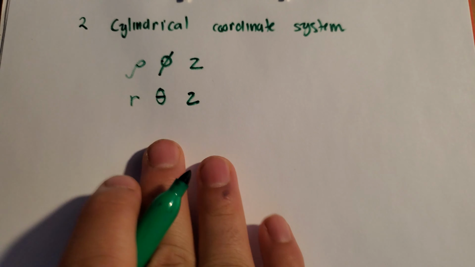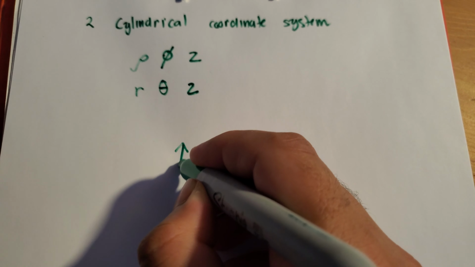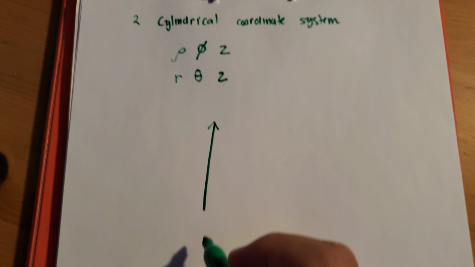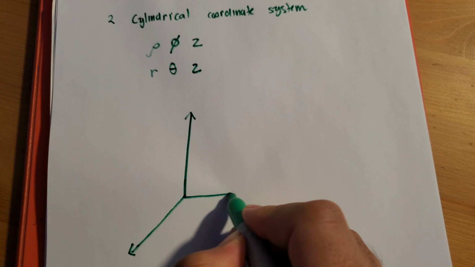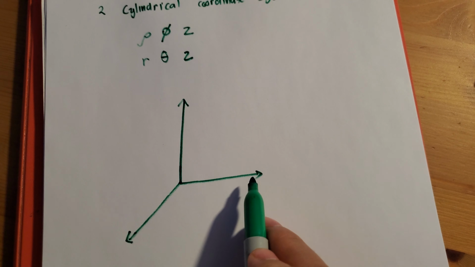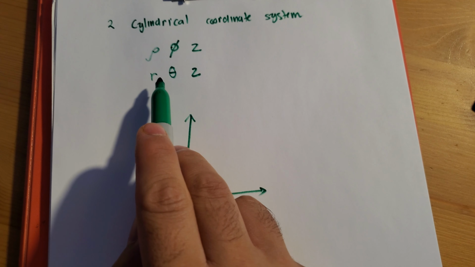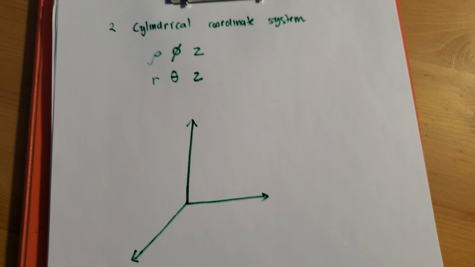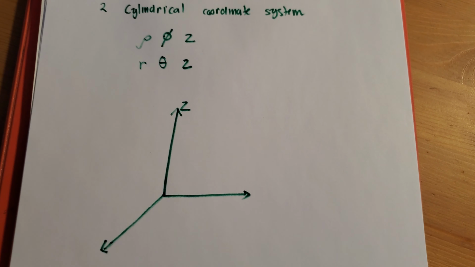Now, what does this mean, right? So let's say I draw out a coordinate system like last time. So I had an x direction, a y direction, and a z direction, right? So this is my x, this is my y, this is my z. So where does this r, theta, z fall in? We know where the z goes, right? So one thing is still the same. The z from the last coordinate system is exactly the same.